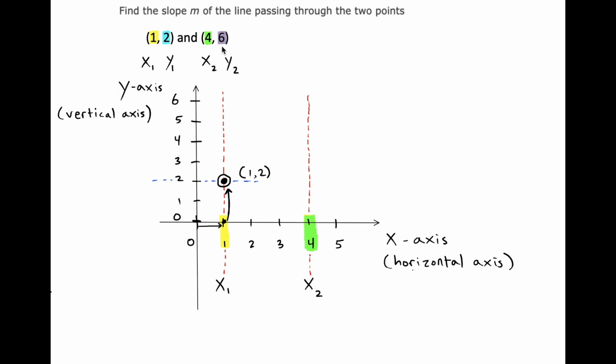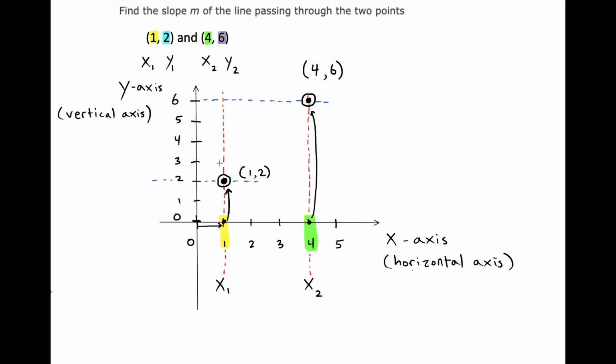Alright, now for my final point, we're going to start here at the 4 of the x-axis, and we have to go up to an elevation of 6 units. And that's going to be our final point, (4, 6). Now we've plotted both the points in a two-dimensional coordinate system.